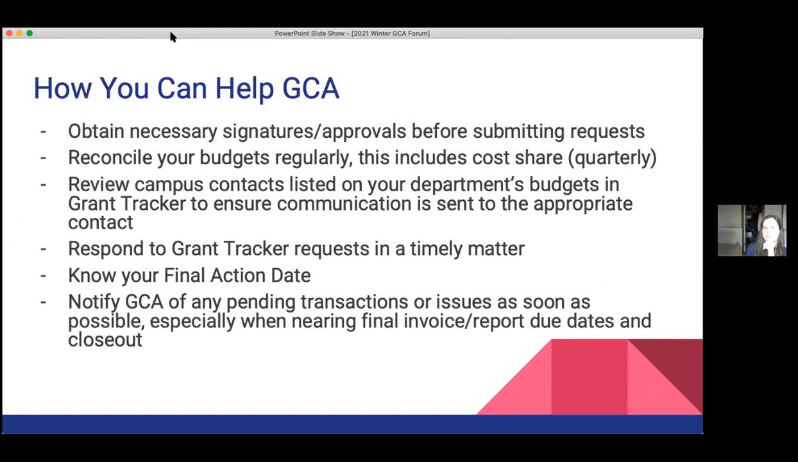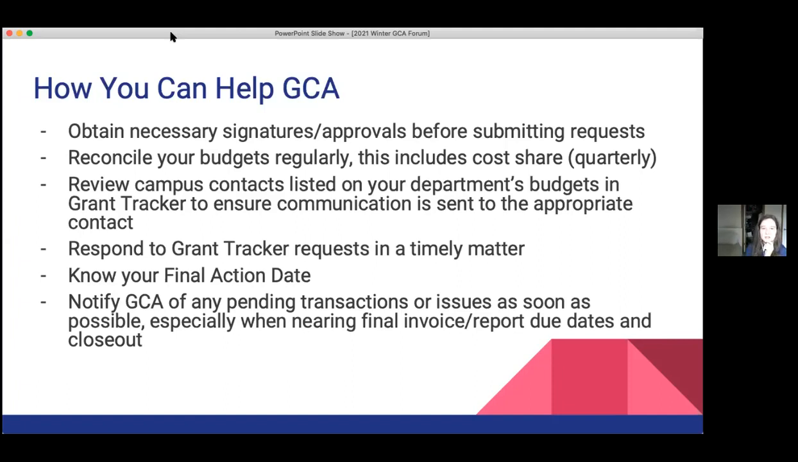And then for cost share, we recommend that you submit non-FEC cost share quarterly at least. Also, if you could look at your department's budgets in Grant Tracker and make sure that the campus contacts listed are up to date. This helps us because we use those contacts when reaching out via Grant Tracker and sometimes via email. Otherwise, we just rely on the EGC1, and sometimes those can be pretty old. You might have new staff in your department, so we just want to make sure that our communication is getting to the right person.